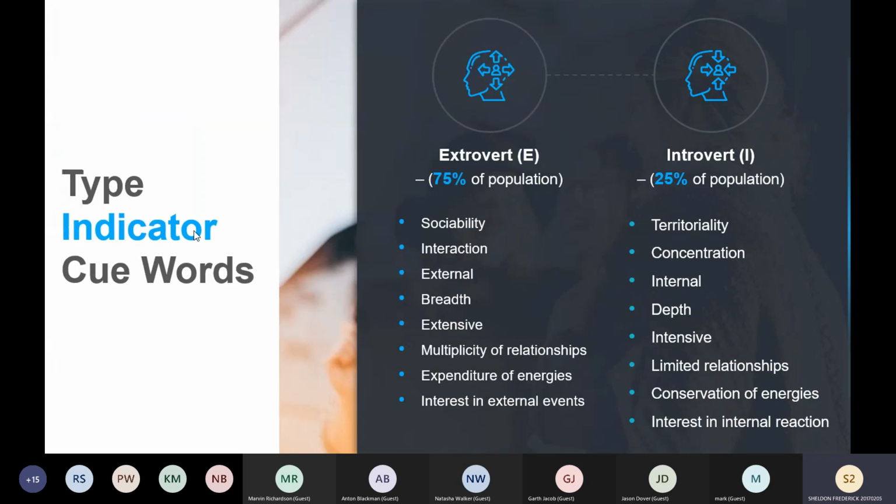So here we have some of the indicator keywords. So we see the extrovert, introvert. And as we come down, we see sociable, whereby the introvert is territorial; interaction, concentration; external, whereby he's internal; breadth, depth; extensive, intensive, and we see the contrasts.